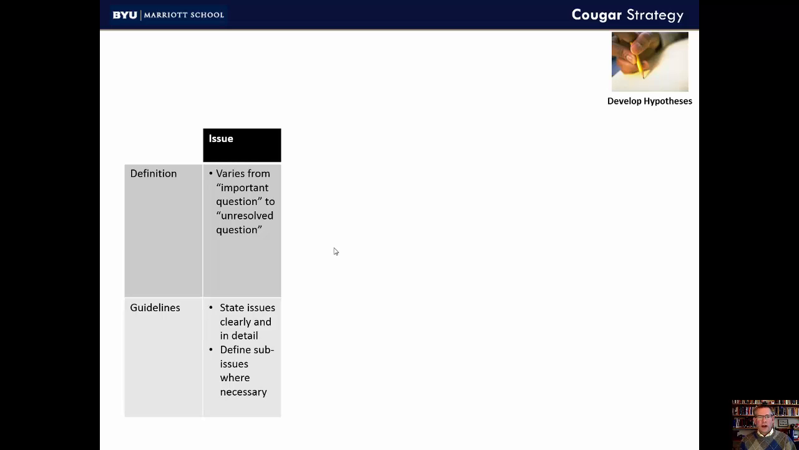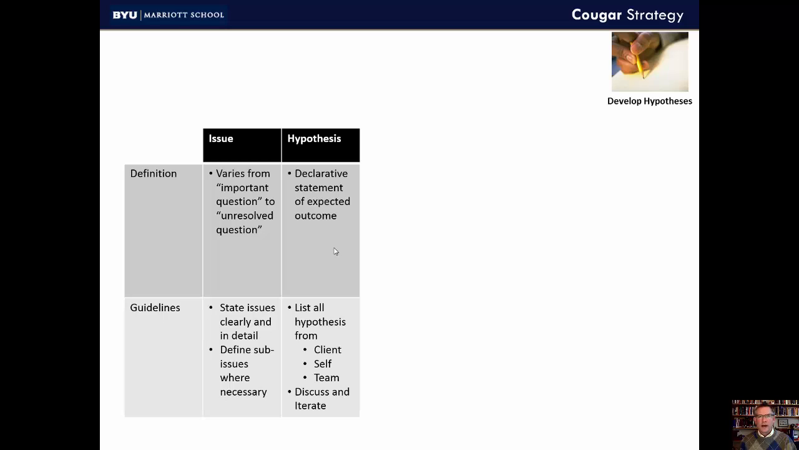In terms of developing hypotheses, as you begin talking to your client, they'll have a number of important questions that they want you to answer. What you need to do is focus on the ones that are unresolved. And you want to state those clearly and in detail and perhaps break out subgroups. If, in fact, their question is all about X, maybe you have to understand Z in order to be able to understand X as well.